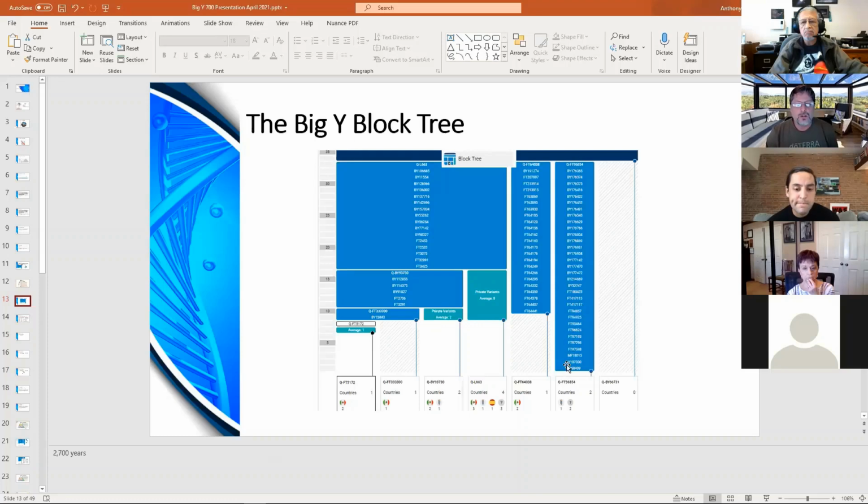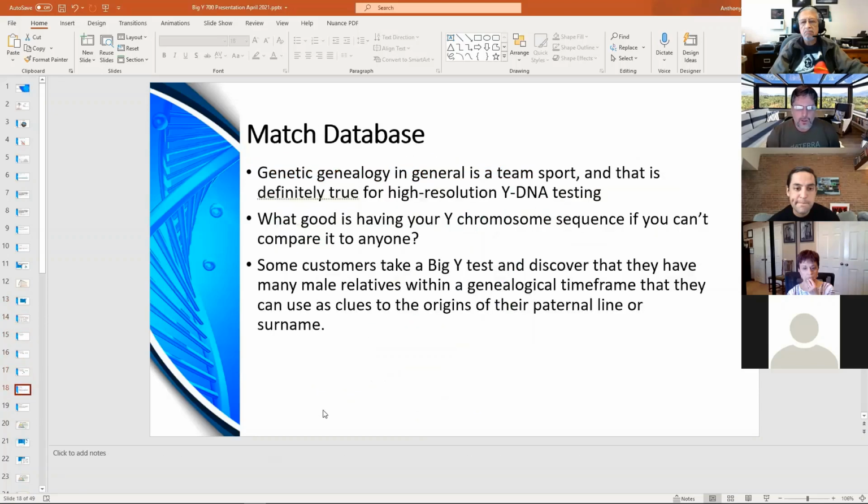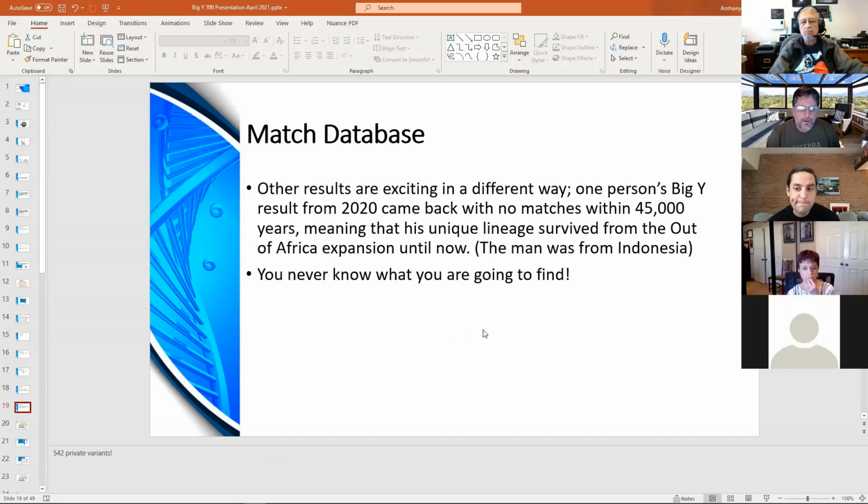2,700 years. There's a guy in Indonesia last year that goes back 47,000 years without a single match. It looks like this: private variants going back 47,000 years. Now, granted, that's very rare. It's rare enough that it made big news and was actually presented at the big conference with Y-DNA, but it happened, right? So you never know, right?